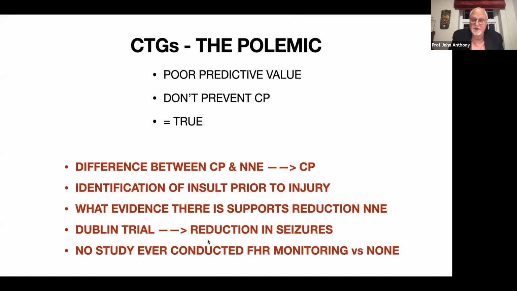I might add that there's no study ever been conducted in fetal heart rate monitoring versus no monitoring at all, because that would be simply unethical. And even in the absence of what we might be considered to be a sufficient evidence base for what we do, nobody is going to go and do that study simply because nobody's in equipoise about whether or not fetal heart rate monitoring is useful.